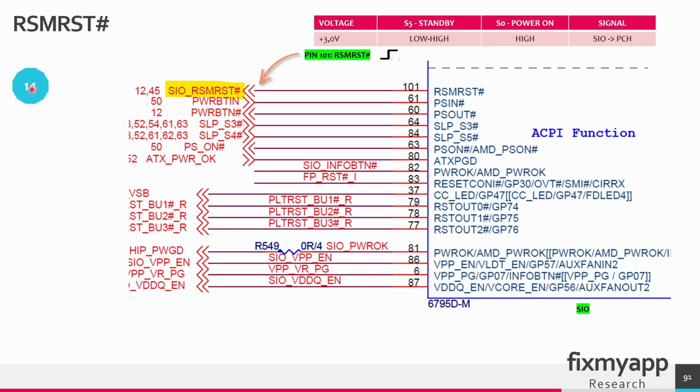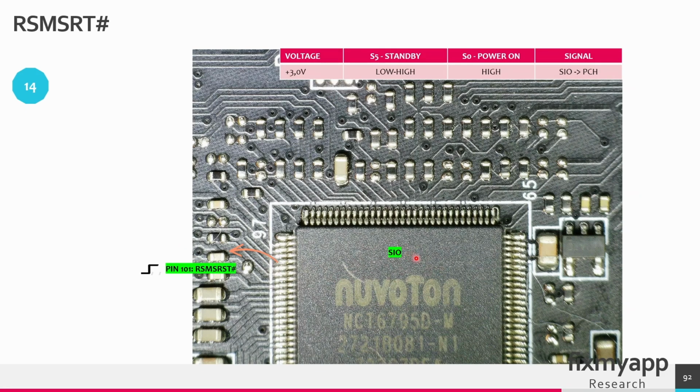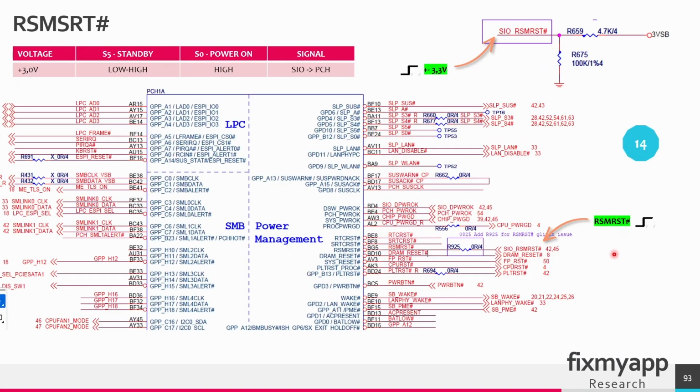Basically, in standby sequence 14, this signal has to go from 0 volts to 3 volts. So in the standby state, it goes from 0 volts to 3 volts, and in the power on state, it remains high. And the signal comes from the Super I/O chip and it will go to the PCH. This is a Super I/O chip. At pin 101, you can find the reset master signal. So it has to go from 0 volts to 3 volts. This reset master signal comes from the Super I/O chip and it will go to the PCH.